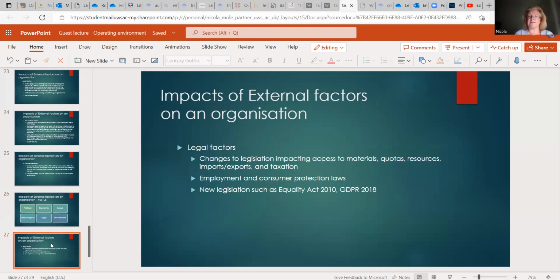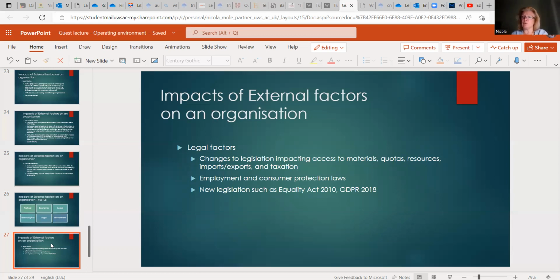So the legal factors. There might be changes in legislation impacting access to materials, quotas, resources, imports, exports, and taxation, all right? So impacting access to materials. Are you buying materials or raw items for your production that have been sustainably produced or ethically produced? All right, so you might be a business that wants to buy fair trade products. Obviously, there are going to be a lot of legal issues around that.